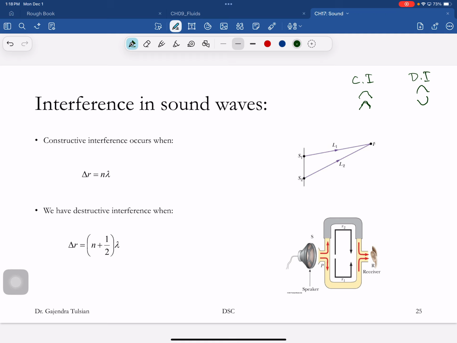Here's a simple device where you can see interference. The speaker is playing a pure tone, which is just a single frequency, and you can move this arm up and down. As you move the arm, you'll hear constructive and destructive interference, because you're changing the path. This path is fixed, but this path is variable, so as you move this up and down, you're changing the path difference.